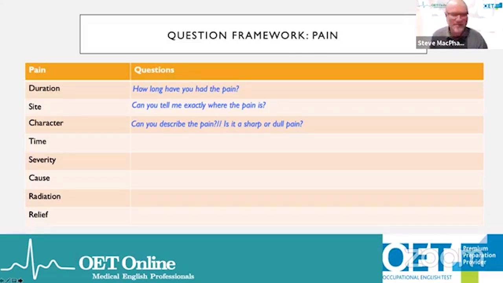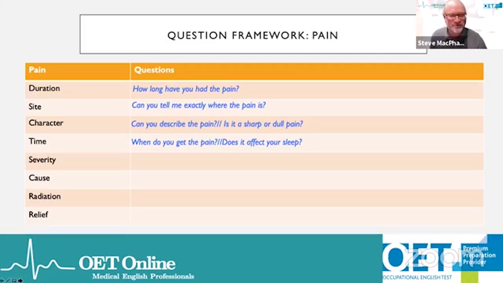Now for time, I'll help you out a little bit here because we've got a few options. How long does it take? That sounds like you're talking about a train trip, Syed. How long does it take? Maybe how long does the pain last is duration. But for time, I've got when do you get the pain, like time of day, or you can ask something more specific depending on the patient's condition. Does it affect your sleep? Does it wake you up during the night? Is it worse when you're standing or worse when you're sitting? It's going to be case by case there.